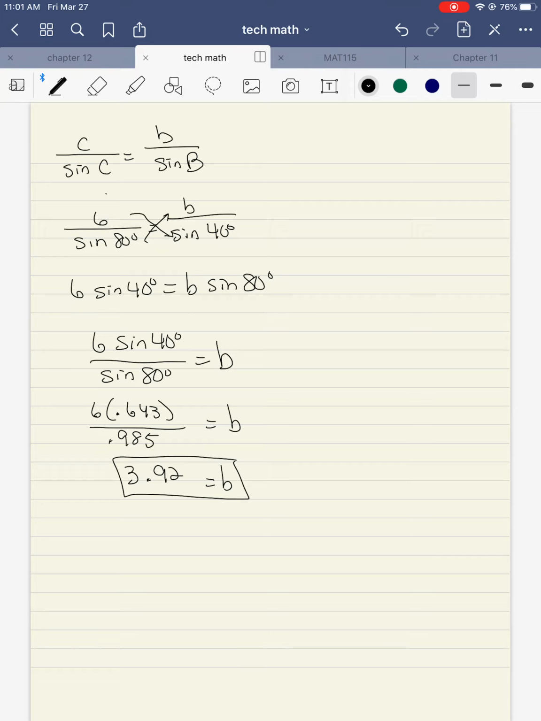Sine of 40 is 0.643. The sine of 80 is 0.985. So 6 times 0.643 divided by 0.985 gives me side b of 3.92.